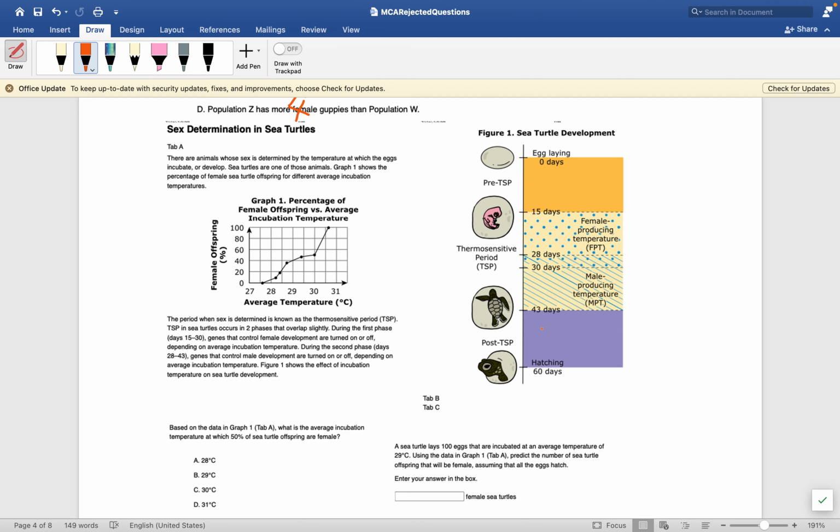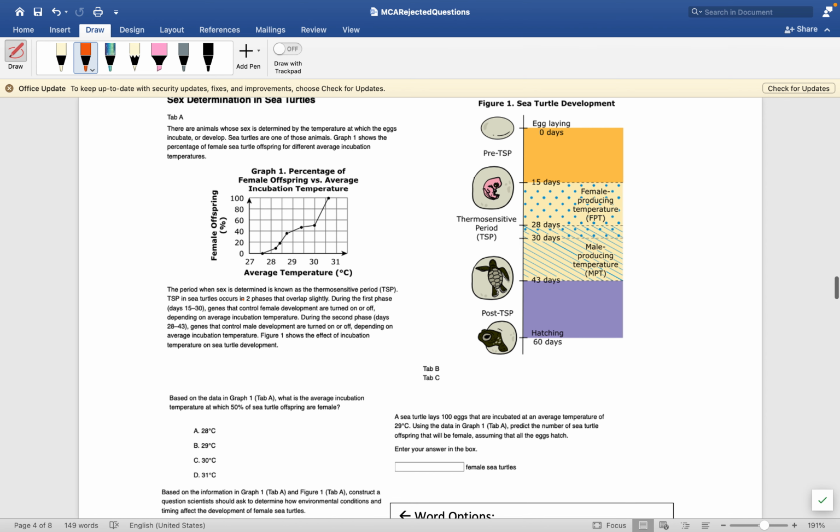Okay, moving on to sex determination. Sea turtles: there are animals whose sex is determined by the temperature at which the eggs incubate or develop. Sea turtles are one of those animals. Graph 1 shows the percentage of female sea turtle offspring for different average incubation temperatures. So: female offspring percentage, average temperature.